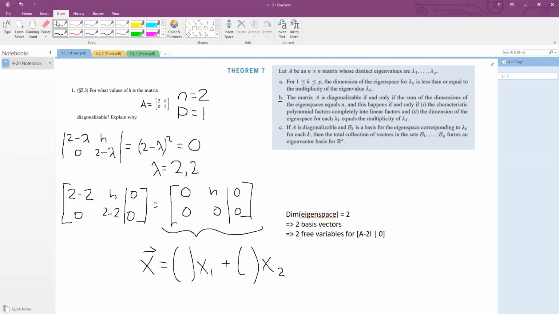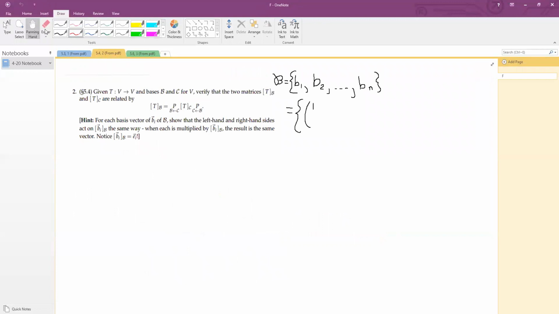Now the question is, what would h have to be? What would we have to set h equal to that allows us to have these two free variables? That's the question that you're going to have to figure out. What value or set of values for h gives you two free variables when you reduce this? I'll leave that one to you to work out. But the explanation would basically follow this chain of logic, and you could even mention this theorem in there, that we need a two-dimensional eigenspace.